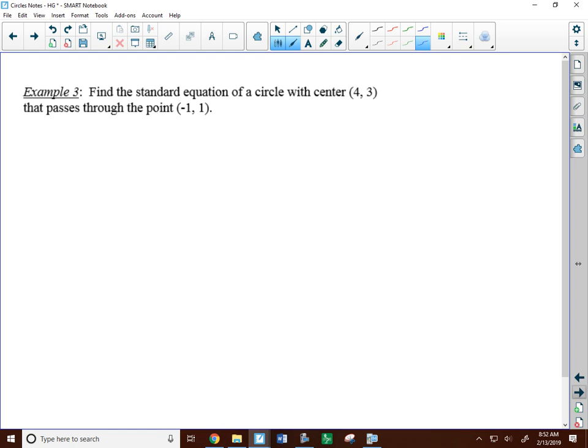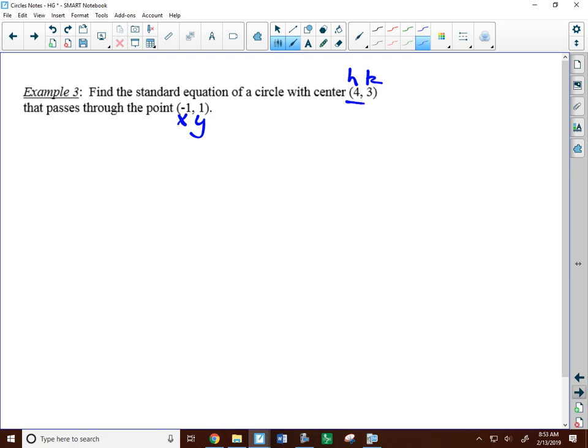So guys, each of these moving forward, they kind of give you different information and ask for something, or they give you less information. So this one, example 3, find the equation of the circle. Here's our center, we got an h, k, that passes through the point (-1, 1). So this is an x, y point. It's a point on the circle. The circle goes through that point.